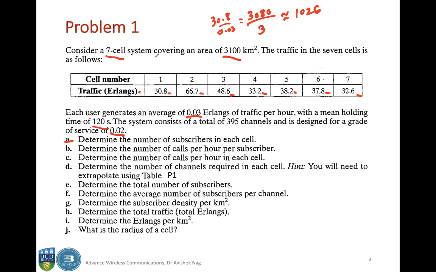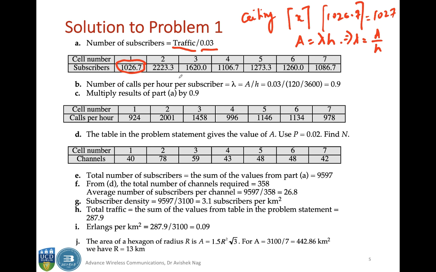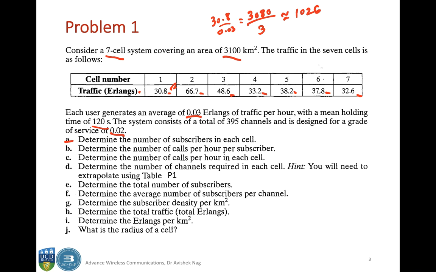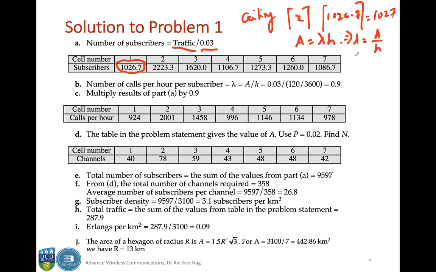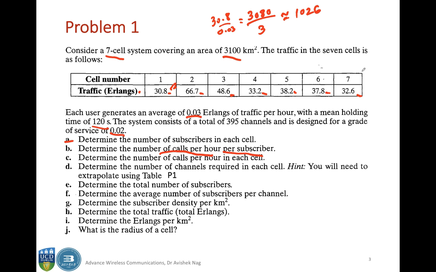So these are the traffic in Erlangs. That was given. Each user generates an average of 0.03 Erlangs of traffic per hour. You are asked to find out the number of calls per hour per subscriber. So in this case your A is 0.03. This is the amount of traffic that is generated on the average per hour for each user.